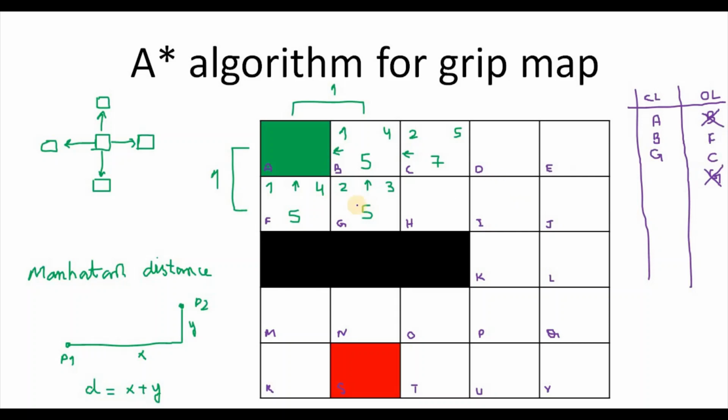Okay, so now G is our current node, and we are at node G, and now we explore the neighbors of the node G. So this is G here, and G has a neighbor H. Let's calculate its G cost.